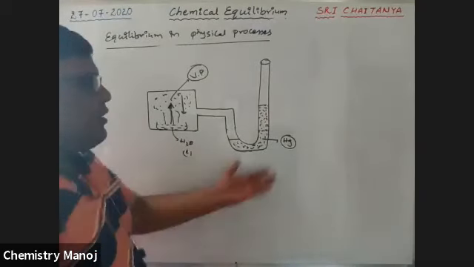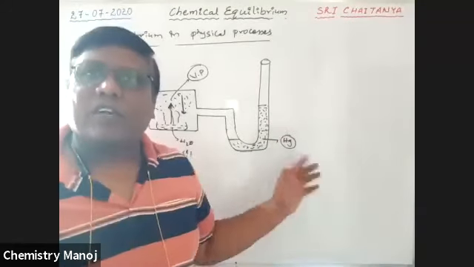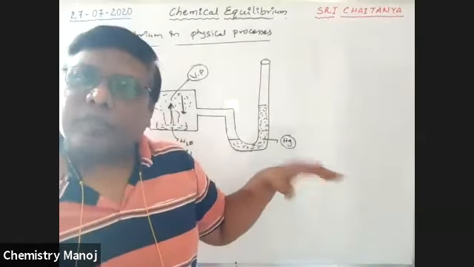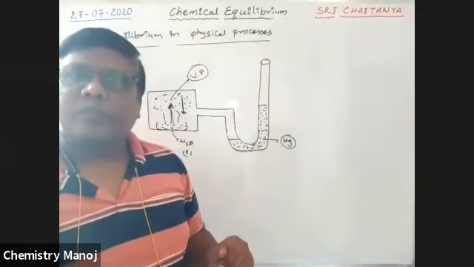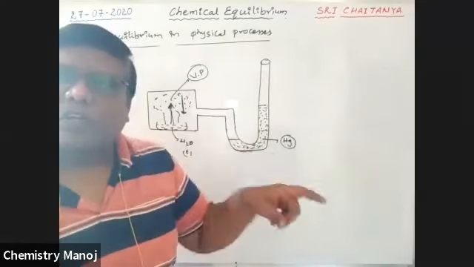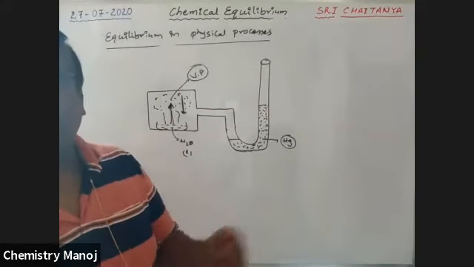So that means the mercury moving up and down is possible. At a particular point, the mercury level is constant. That means the rate of evaporation is equal to the rate of condensation. That particular state is called the equilibrium stage.